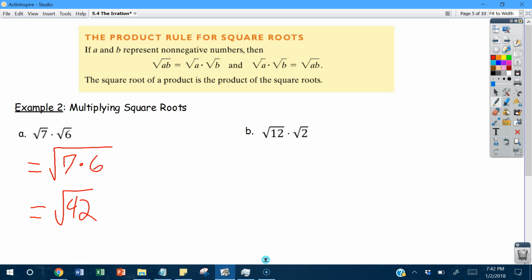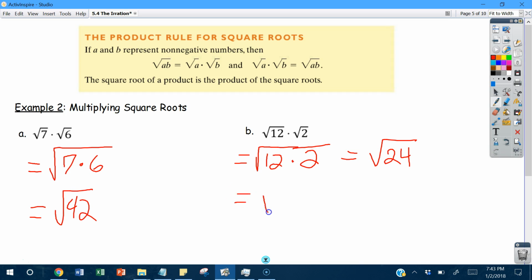So that didn't turn out to be too bad at all. Multiplying is not terrible. I can do the same thing in b, the square root of 12 times the square root of 2. I can write that as the square root of 12 times 2, which would give me the square root of 24. And I would be done, except I know something about 24. I know that there's a factor of 24 that's a perfect square. That is, I can divide 24 by 4 and get a whole number. Let me tell you what I mean.